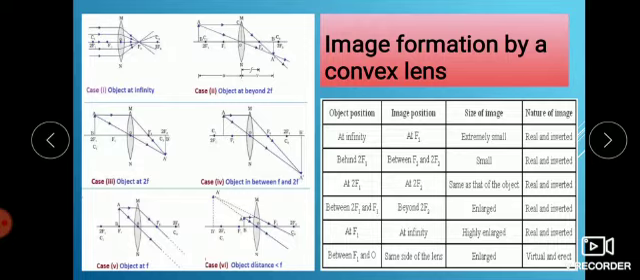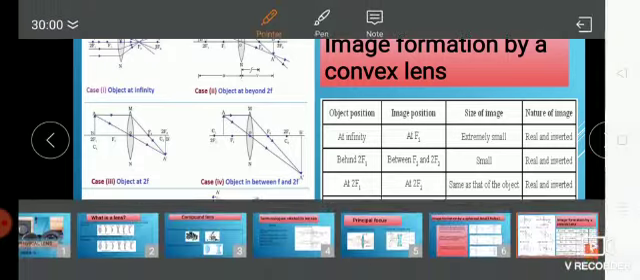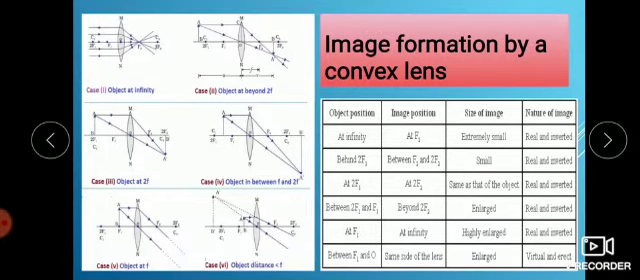Here, if you see, the position starts from infinity. As it comes closer and closer to the lens, if you look at this image also, it just happens the opposite. What happens in the case of a mirror is the same. See, you are starting with infinity and beyond 2f1, then at 2f1, then between 2f1 and f1, then f1, then f1 to O.